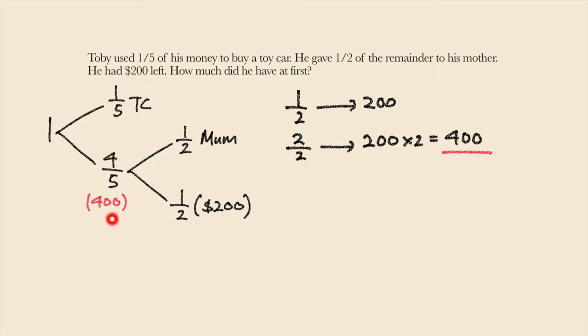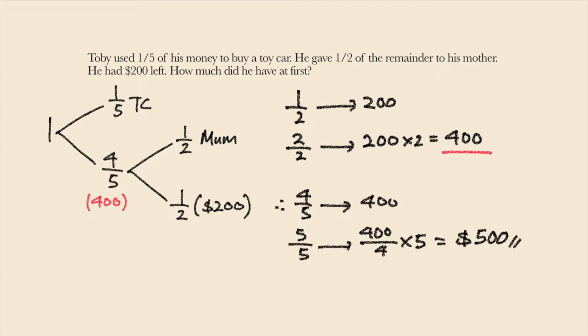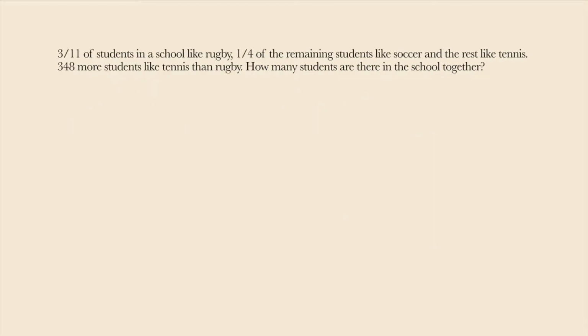From here, I would write $400 here. Why? So that we can form a new equation. 4 out of 5 units represent 400. So if 4 units represent 400, how much did he have at first? I'm interested in 5 out of 5 units. So if 4 units is 400, for 1 unit you would divide by 4. For 5 units, I would multiply by 5. And the answer is $500.